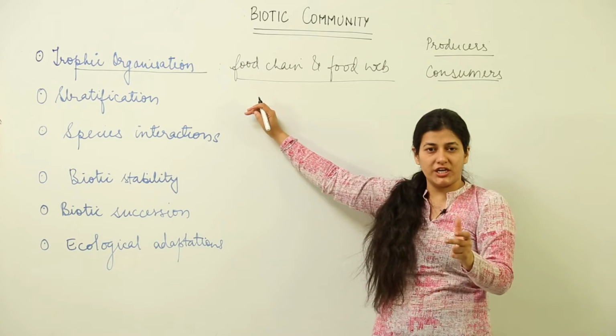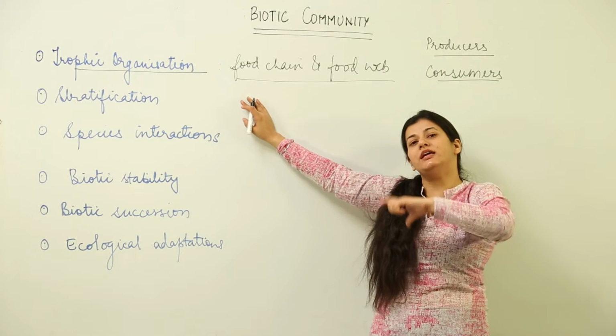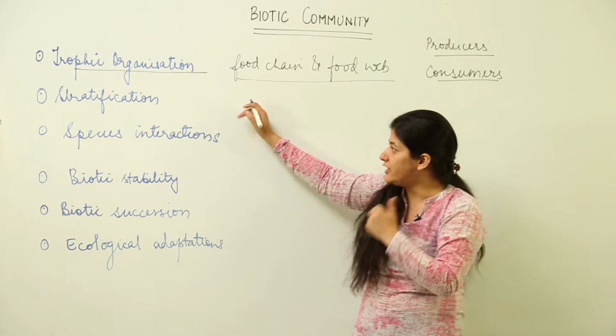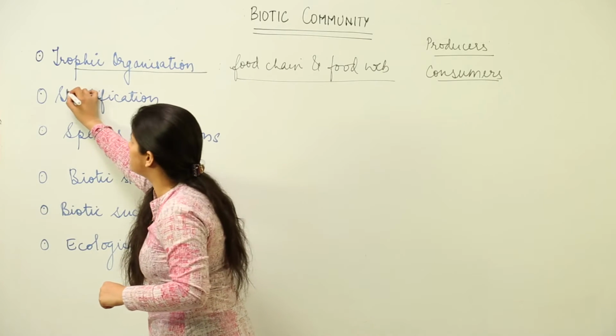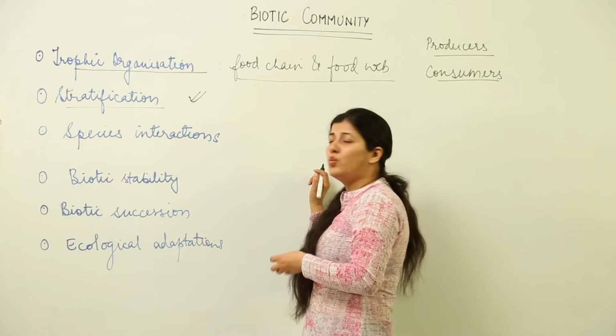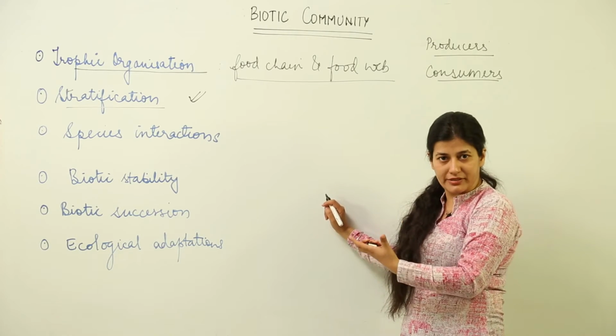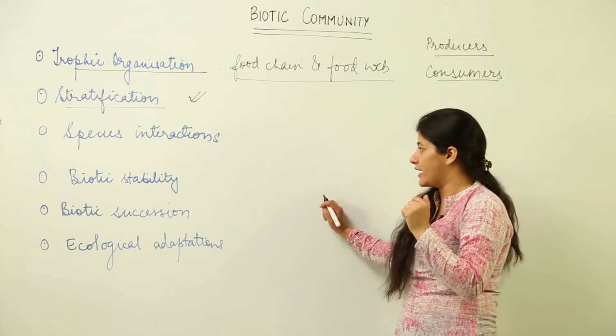We study food chains, we study food webs, and in terms of trophic organization only, we see the ecological pyramids of the ecosystem. Now, this is all about studying the ecosystem, so we see the stratification as well. As I told you, vertical layers are to be studied in the vegetation. So, we are going to see a few examples of stratification and understand what it actually is.